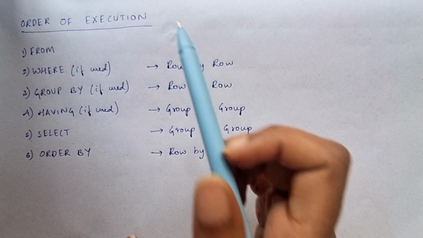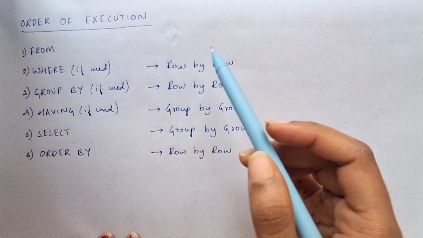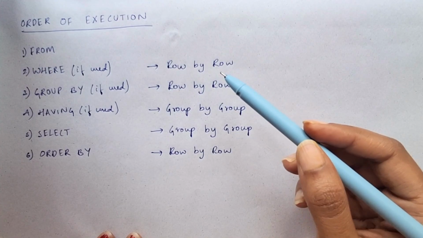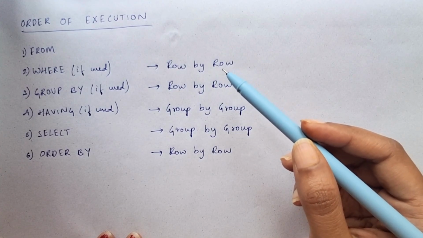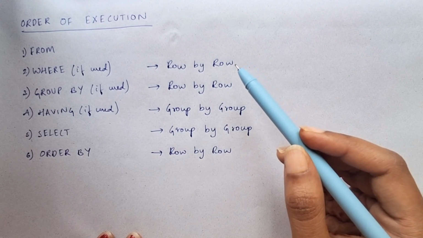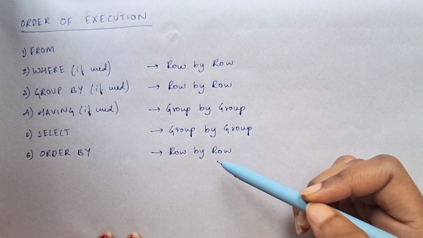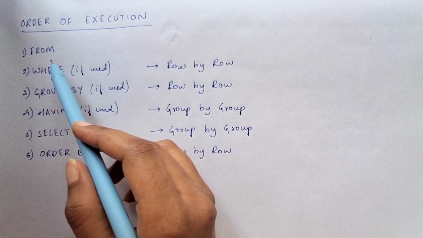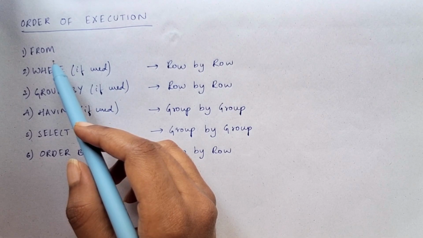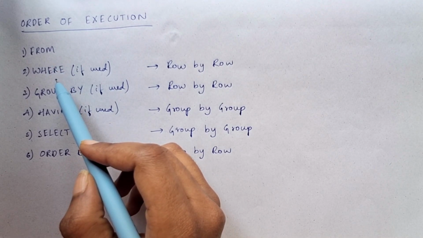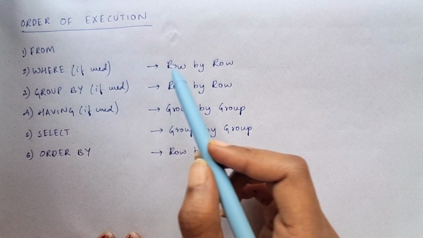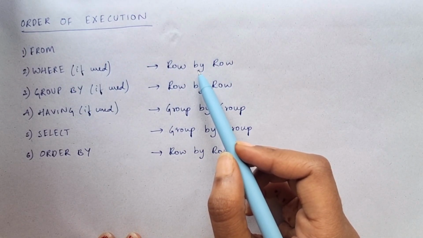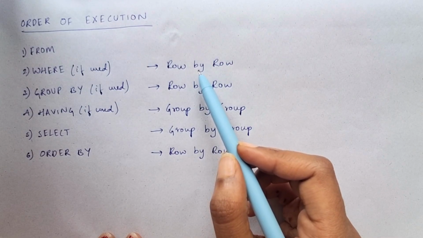Now let's understand the order of execution. Guys, even though we write the SQL query in a certain order, SQL does not execute it in the same order. SQL follows its own internal execution sequence, and this is the execution sequence. First, SQL executes the from clause. Here, SQL identifies the table and loads the data. Next, SQL executes the where clause only if it's used. Where clause works row by row. It checks each row individually and removes the rows that do not satisfy the given condition.